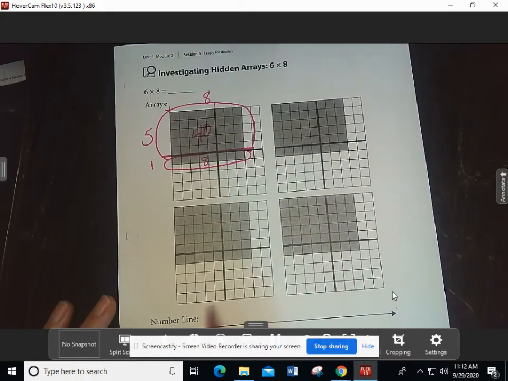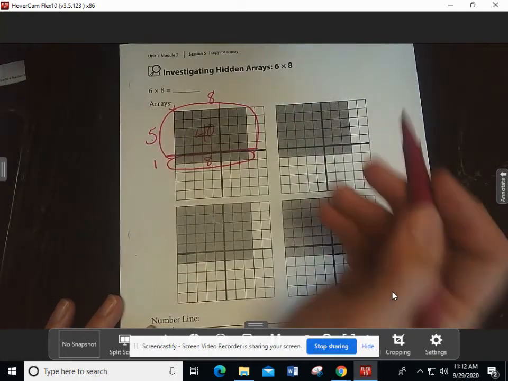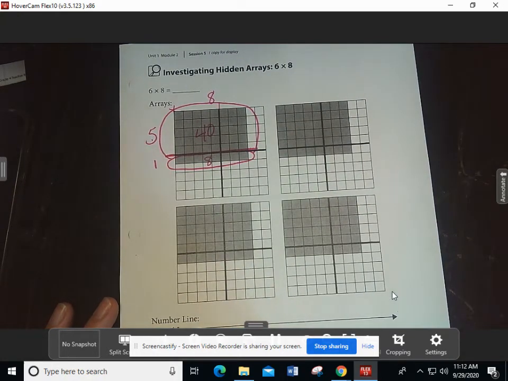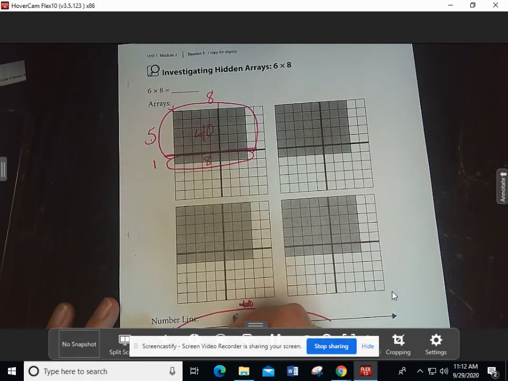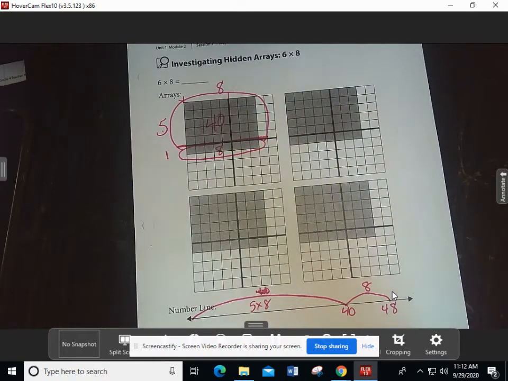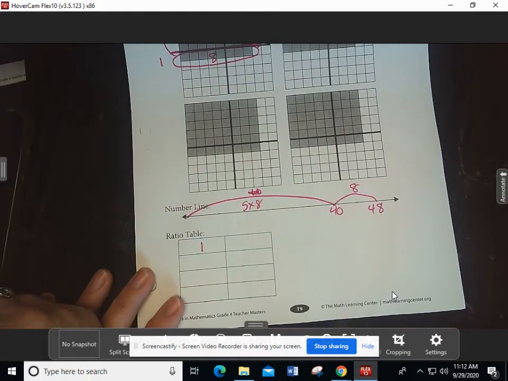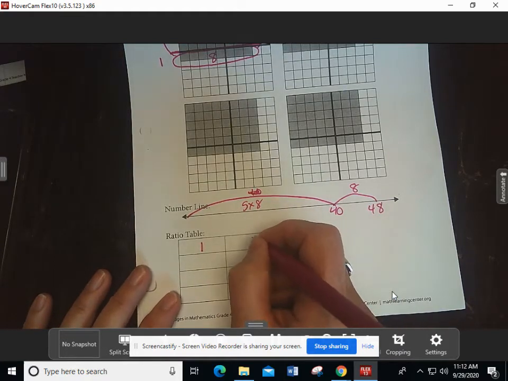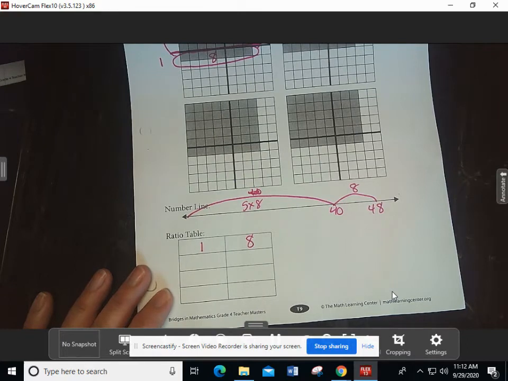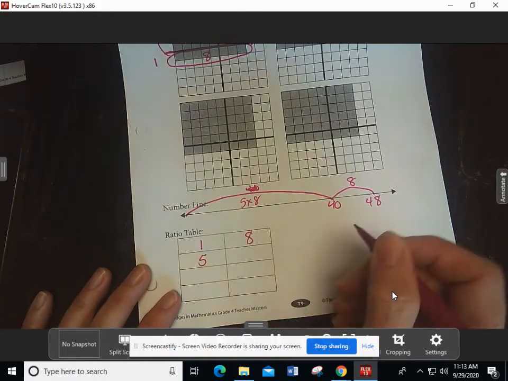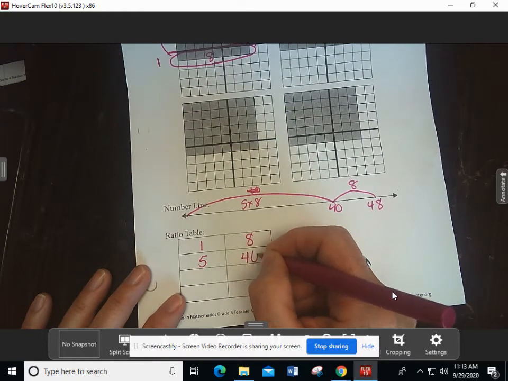Now let's do our number line on the bottom, and then we'll divide it up in other places. This is telling us 5 times 8 is 40. 5 times 8, and that equals 40. And then we jump one set of 8. To set up our ratio table, we always want to get a 1 up on top if we can. One group of 8 is 8. We knew 5 groups of 8 are 40.